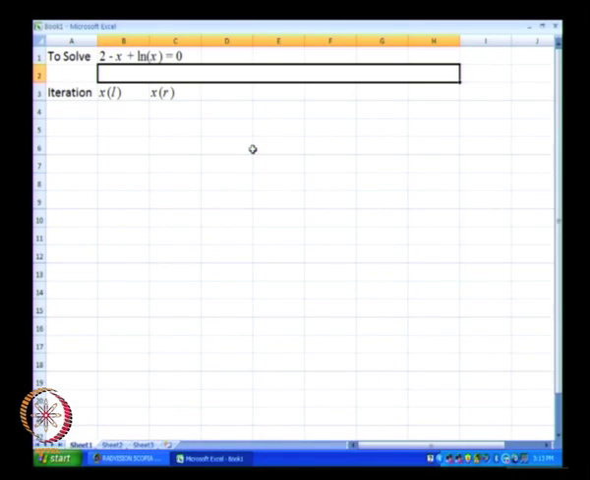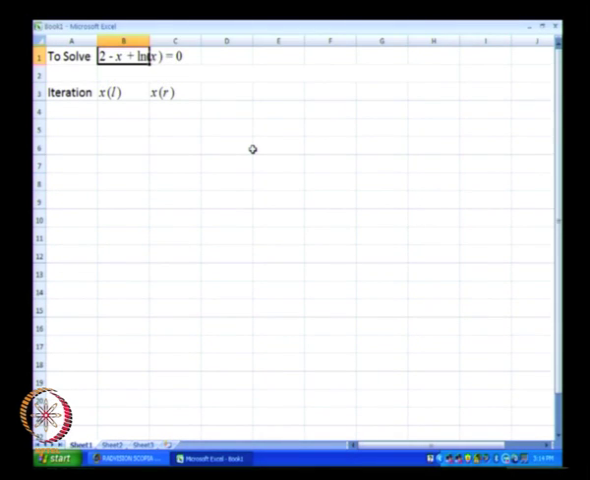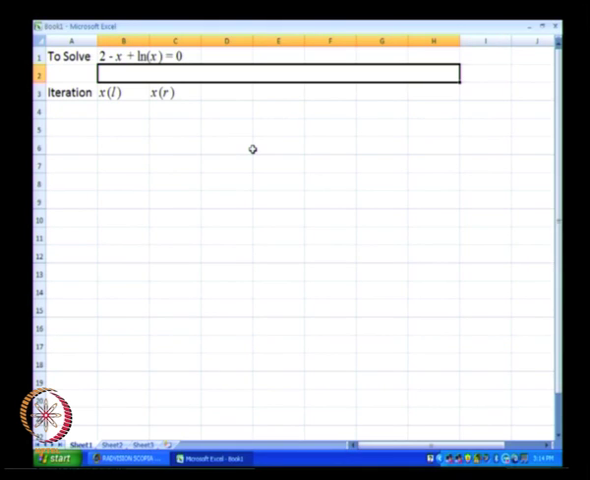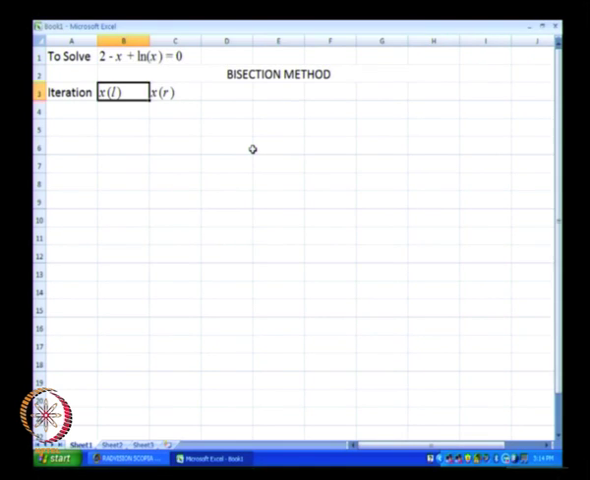Okay, there we go. So the problem that we are interested in solving is the equation 2 minus x plus ln x equal to 0, and we know one of the solutions lies between 1 and 4. Essentially that solution ends up being something like 3.14 or so. Okay, so let's type bisection method over here. We will start with two initial guesses. One initial guess will be x equal to 1, the second initial guess is x equal to 4. We will just call it iteration number 1.